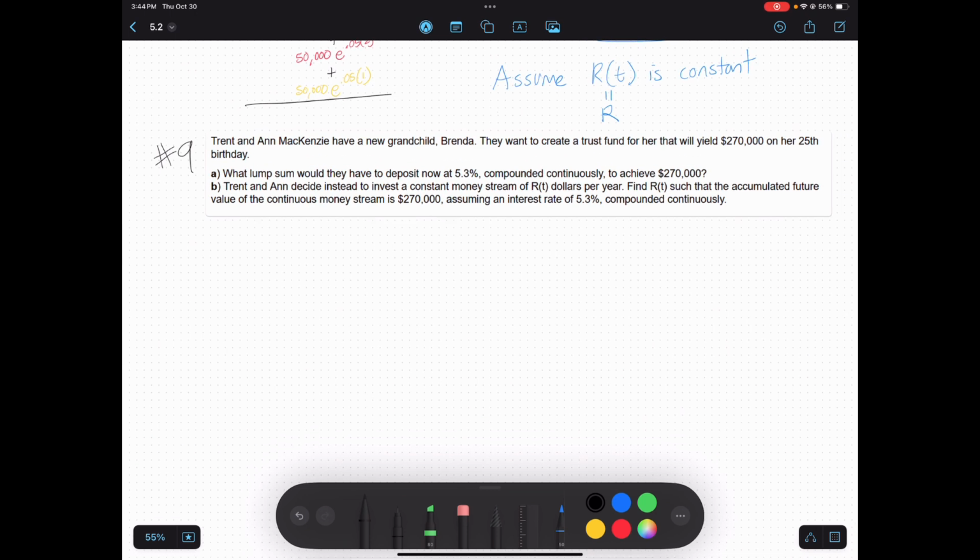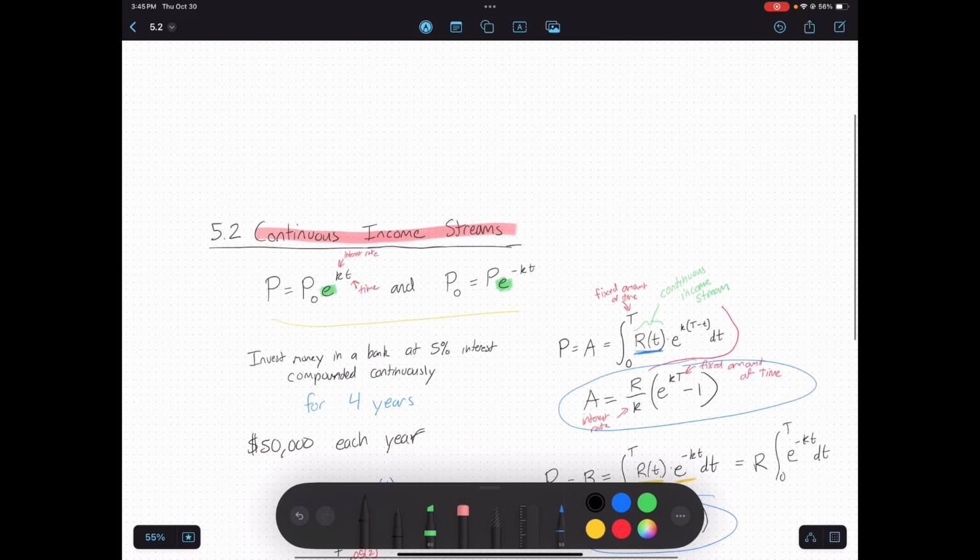So here we have grandparents Trent and Mackenzie that just had a new grandchild, Brenda. They want to create a trust fund so that on her 25th birthday, she'll have $270,000. Look at part A. What lump sum would they have to deposit now at 5.3% compounded continuously to achieve this goal? What does that sound like? That's not a continuous income stream. That's a one-time investment, meaning I'm going to use my traditional formulas from up here.